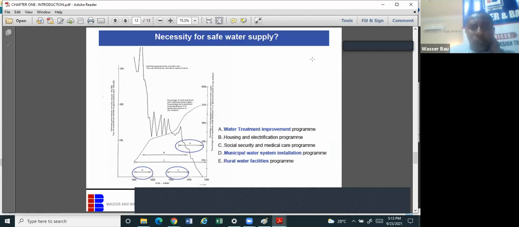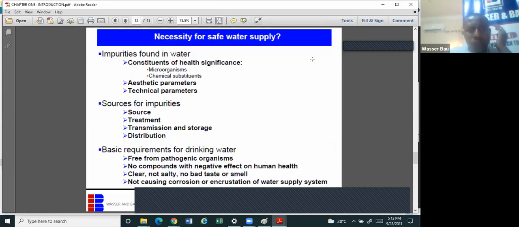Okay. So still on water, there are many constituents in water. I've said this before. You have the chemical constituents, you have the microbial constituents. Impurities can come in different ways. The impurities can also come into your water through the source, through your treatment. You can use some chlorine compounds and it can affect your water, which has been banned now because of carcinogenic effect. Then during transmission and storage, you can also have impurities in water.